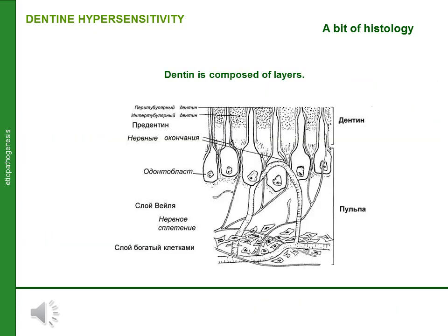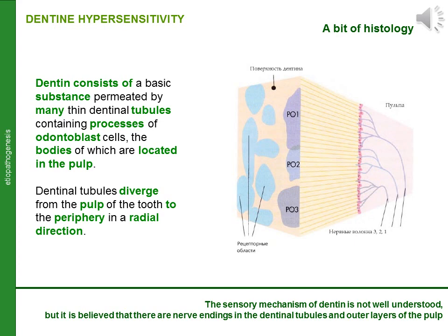Dentin is composed of layers: peritubular dentin, intertubular dentin, and predentin, which is near the nervous ends from the pulp. Dentin consists of a basic substance permeated by many thin dental tubules containing processes of odontoblast cells, the bodies of which are located in the pulp. Dentin tubules diverge from the pulp of the tooth to the periphery in a radial direction. The sensory mechanism of dentin is not well understood, but it is believed that there are nerve endings in the dental tubules and outer layers of the pulp.